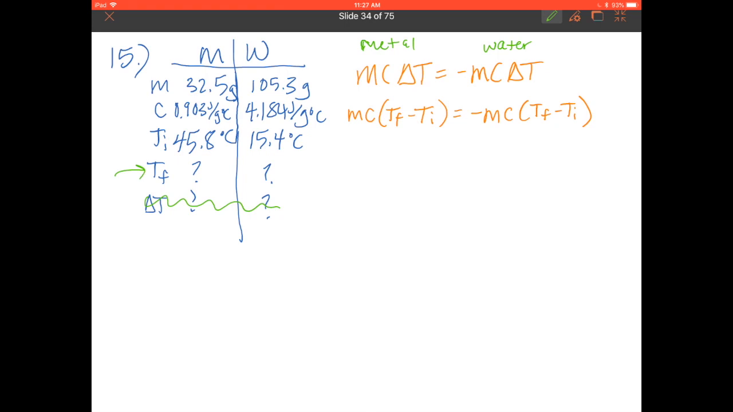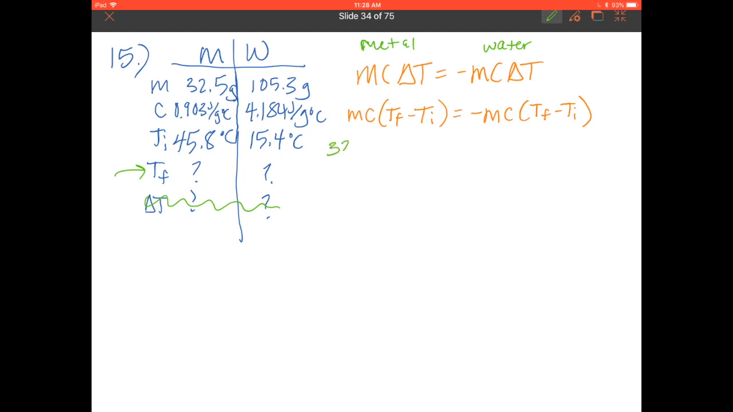What I need is TF. So I set it up, MC delta T equals negative MC delta T. Since I don't know what delta T is, I just substituted in TF minus TI. TF is the same, so we only have one variable that we don't know. It's just in two places. We can solve that easy peasy. So I'm going to just plug in the values that I know, and I'm going to get kind of a big long equation here.